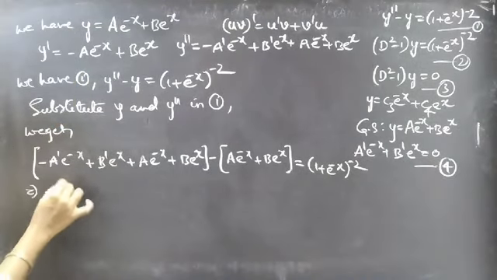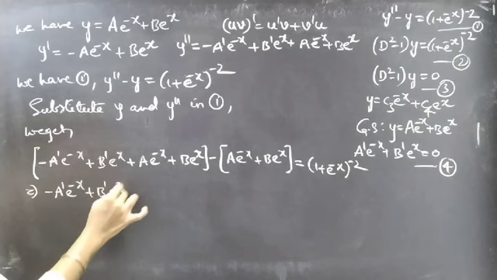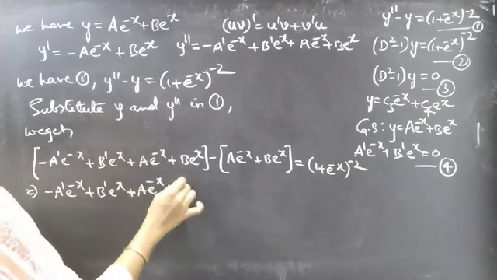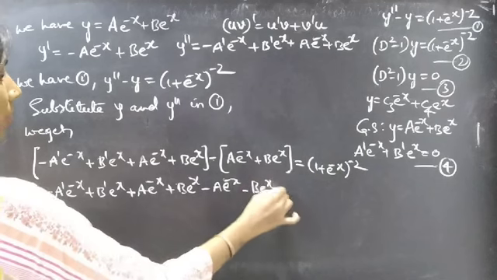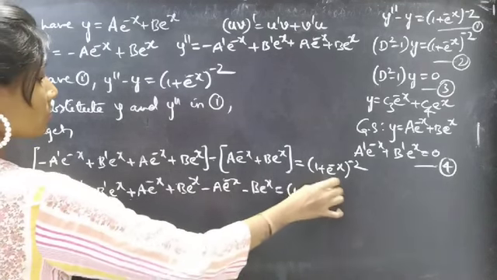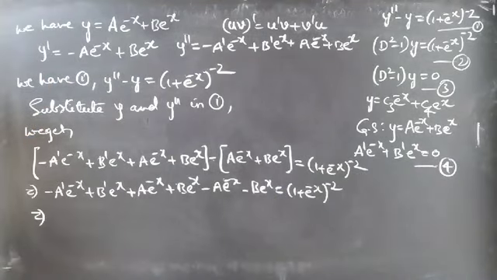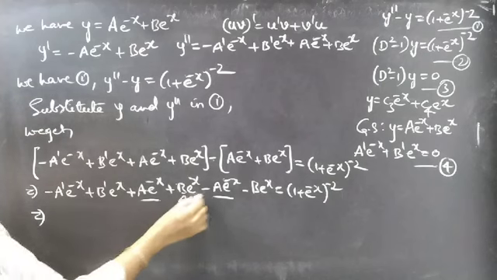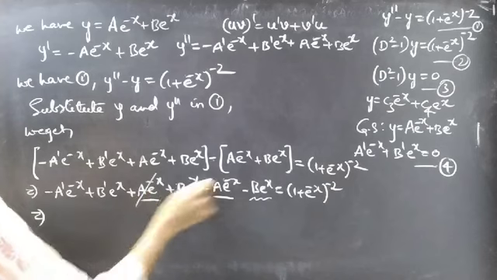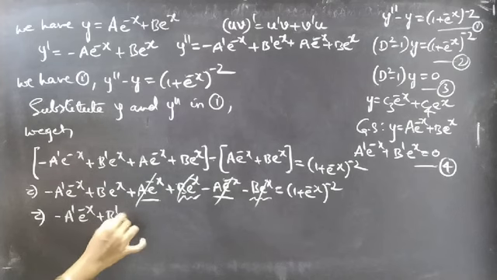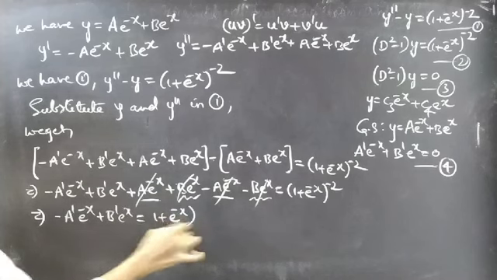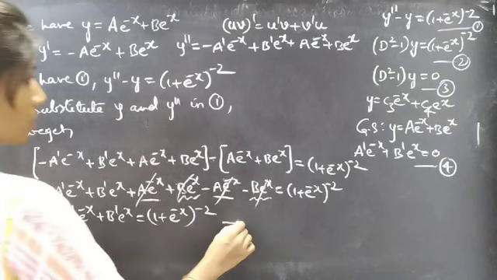This gives us -a' e^(-x) + b' e^x + a e^(-x) + b e^x - a e^(-x) - b e^x equals (1 + e^(-x))^(-2). So here, plus a e^(-x) minus a e^(-x) gets cancelled, and plus b e^x minus b e^x gets cancelled, right? This gives us -a' e^(-x) + b' e^x equals (1 + e^(-x))^(-2). Now consider this equation as equation number 5.